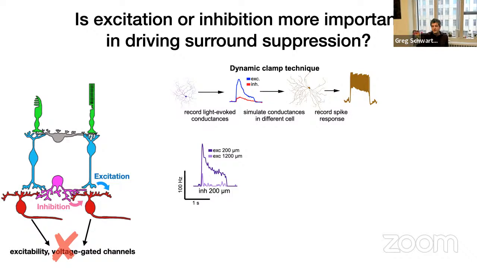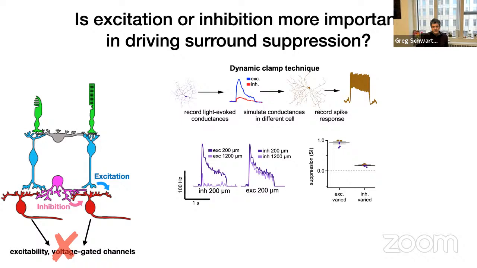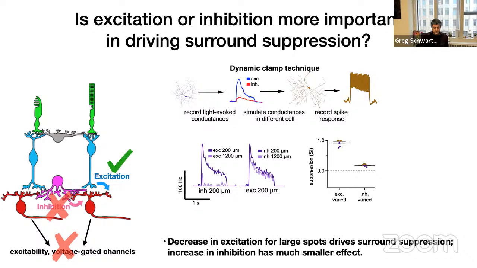What happens when we vary inhibition? Very small effect, right? You put more inhibition in, it definitely gets more inhibition for large spots, but that turns out to be a much smaller effect than the excitatory. That's quantified here. When we vary excitation, we have a huge surround suppression. When we vary inhibition, we have a small amount, about 30% surround suppression. So decreases in excitation for large spots drive surround suppression. Increases in inhibition have a much smaller effect.